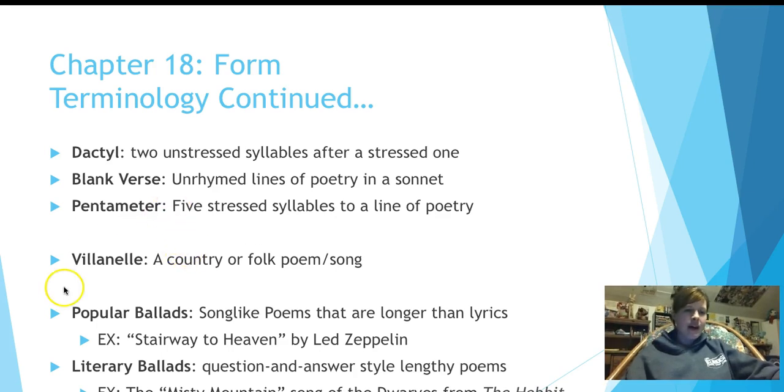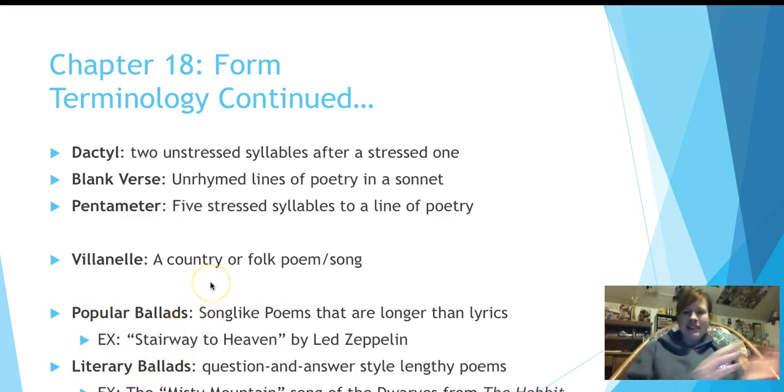All right. Villanelle is just a country or folk song or poem. It's just that specific genre. Instead of calling it a country or folk poem, they call it a villanelle. It's just their way of saying it. And then I tried to come up with some examples to differentiate popular ballads from literary ballads.